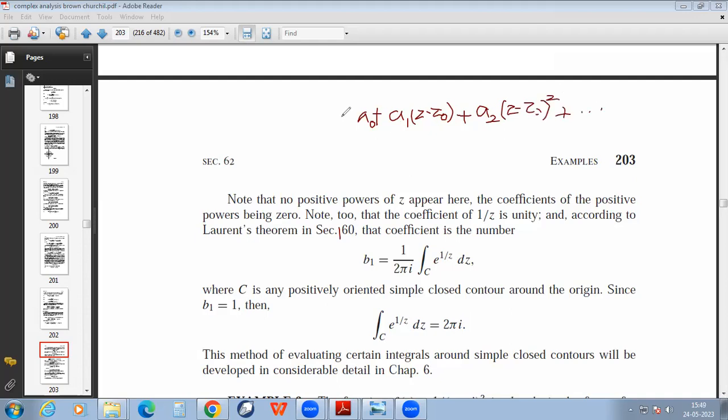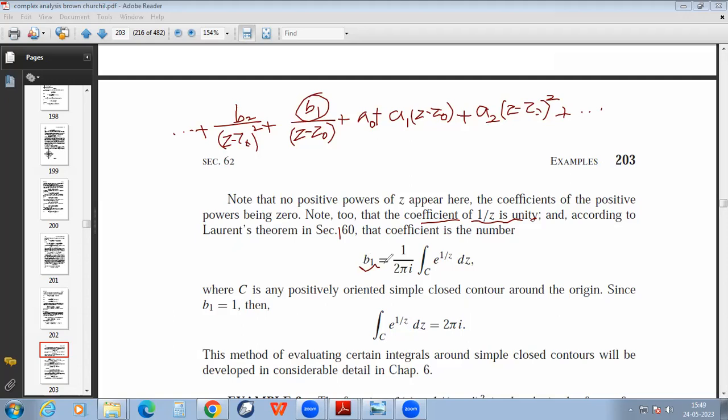And to this side, what do you have? This is b1 upon z minus z naught, isn't it? Plus b2 upon (z minus z naught) bracket square, plus and so on to this side. So this particular b1 we are talking of. Coefficient of 1 by z is b1, coefficient of 1 by z square becomes b2, and 1 by z cube will be b3 and so on. So we are talking about b1.